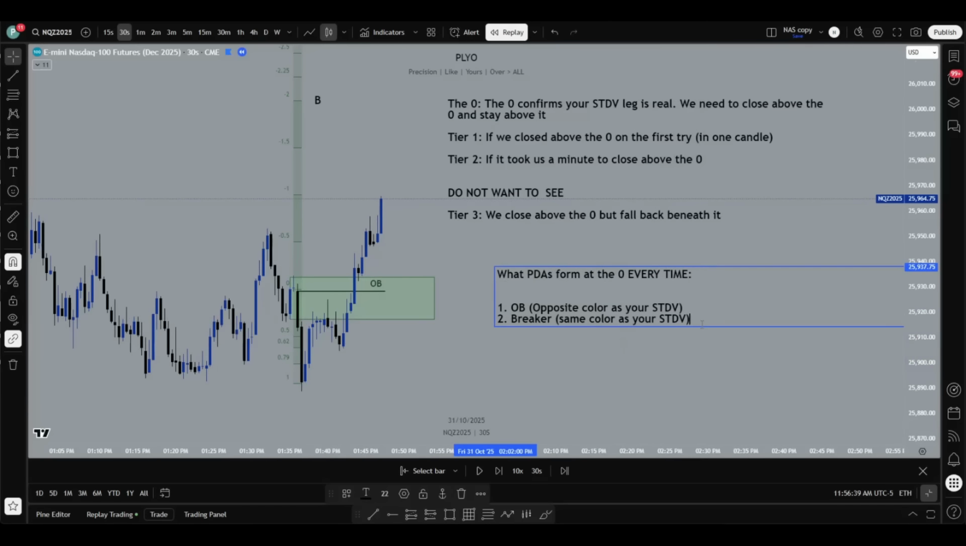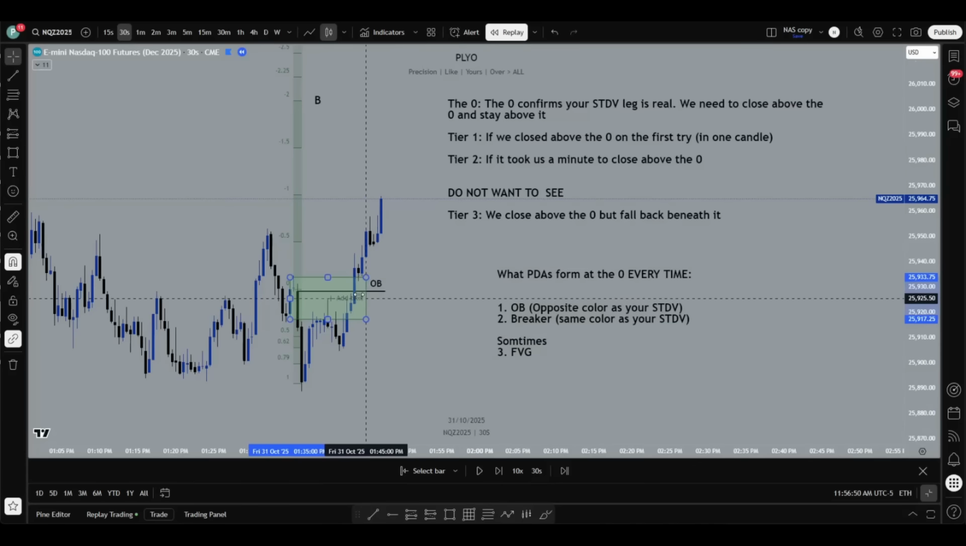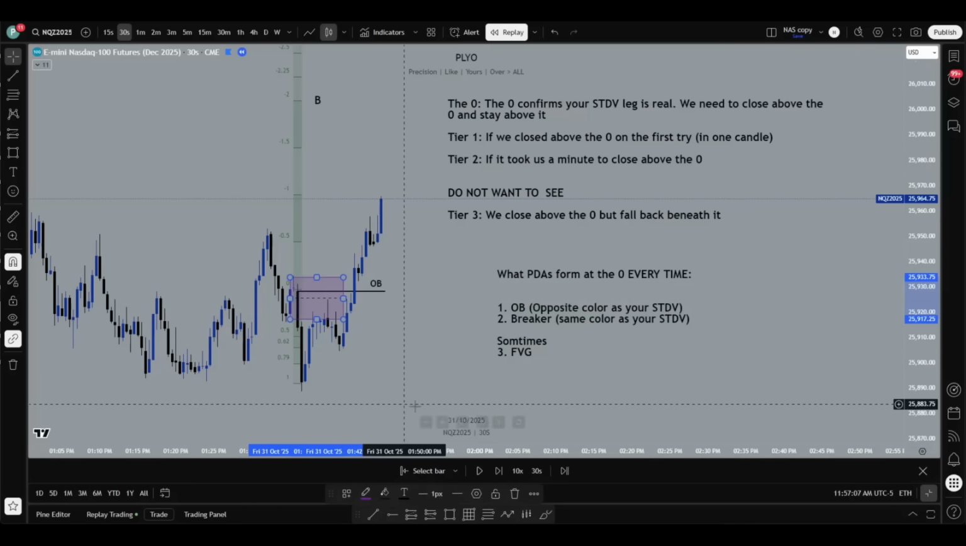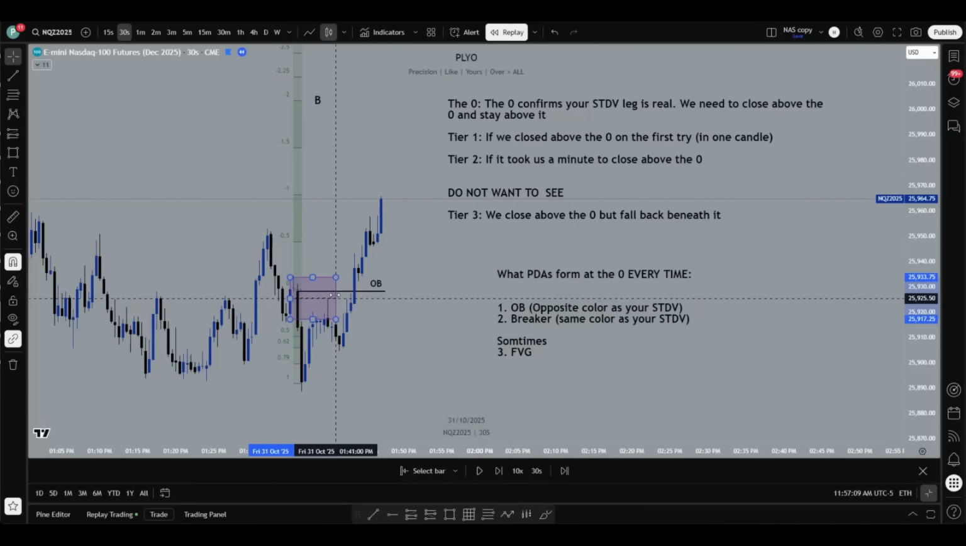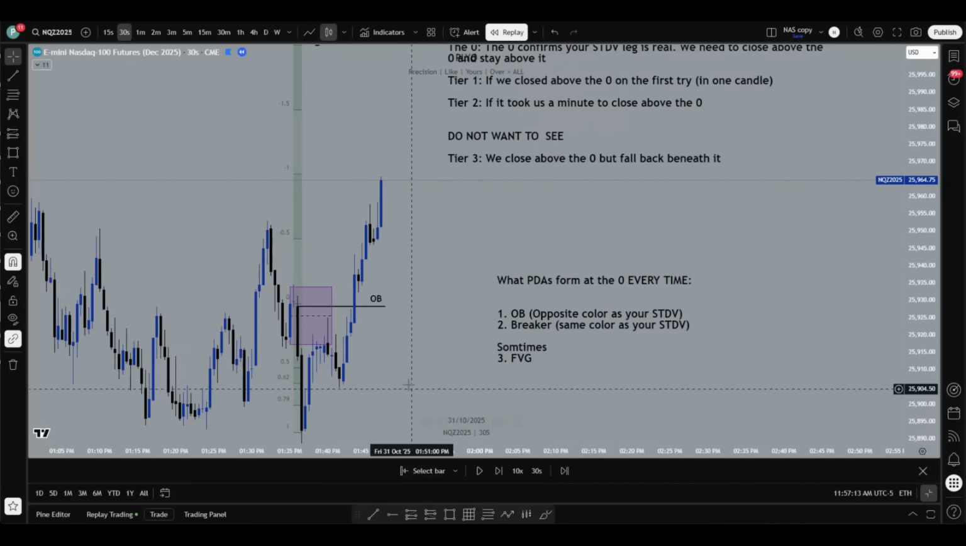The third PD array that can sometimes form is an FVG. So sometimes there's an FVG. This example is perfect because there's an FVG here. If I remove this just a little bit, actually, we'll make this a different color. That'll be easier. Make it purple. Imagine our breaker now is purple. The third PD array that forms here is going to be the FVG. You can see the FVG forms right here.